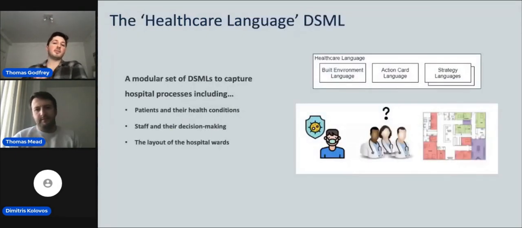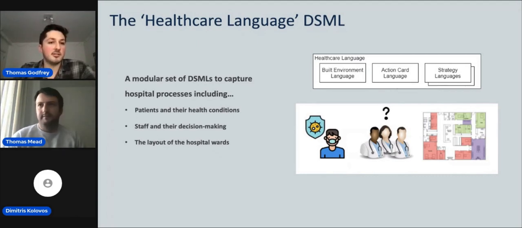And so also like Tom, I'm developing DSMLs to help address this. In my case, DSLs that are aimed at capturing human processes in the hospital and to be used by healthcare staff. So what would these look like? We have called our DSML the healthcare language, and it's split up into a modular set of smaller DSLs. Each of these individual modules have their own role in capturing different domain processes. So one of them is called the built environment language, and this is for defining the physical layout of the hospital. So where different rooms are, where resources are in those rooms.